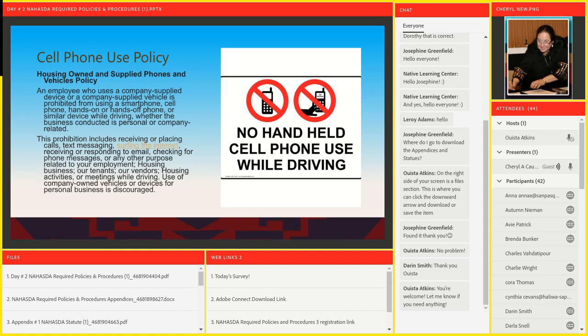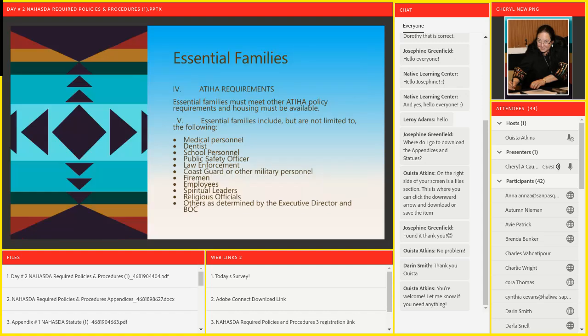Use of a company-owned vehicle or device for personal business is discouraged, but if you're supplying a cell phone, you need a policy. But sometimes you need that policy for use of their own personal cell phones while they're driving your vehicles also, okay? Just something to think about if you don't have them.